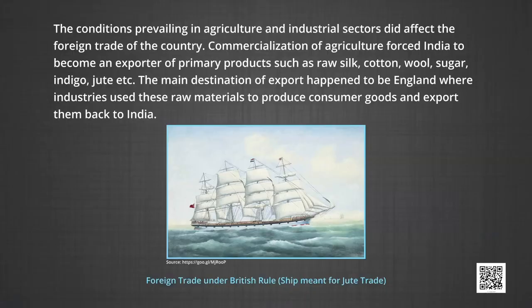Now, let us discuss the point on foreign trade during the British period. The conditions prevailing in agriculture and industrial sectors did affect the foreign trade of the country. Commercialization of agriculture forced India to become an exporter of primary products such as raw silk, cotton, wool, sugar, indigo, jute, etc. The main destination of export happened to be England, where industries used these raw materials to produce consumer goods and export them back to India.